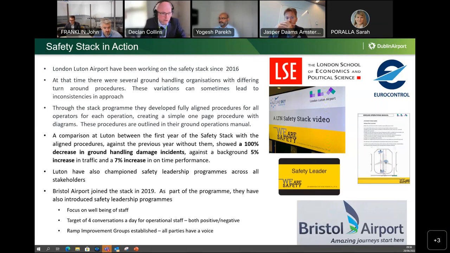And I suppose they've looked at ramp improvement groups, which are separate to the various forums that we would have in terms of EASA and our regulatory requirements. With a ramp improvement group, they look at the ramp across the board and see what initiatives they can deal with to address the challenges that stakeholders have seen.